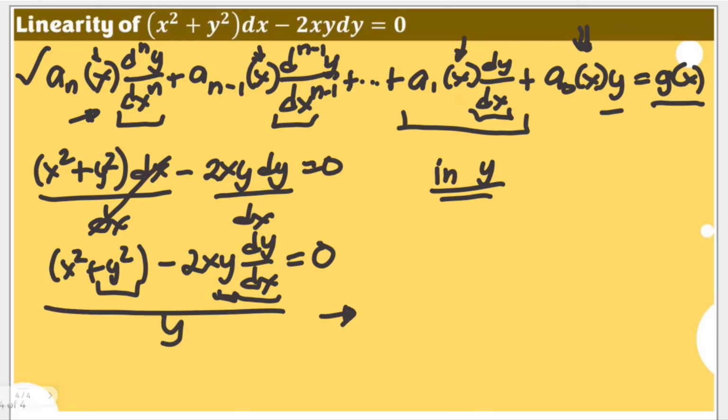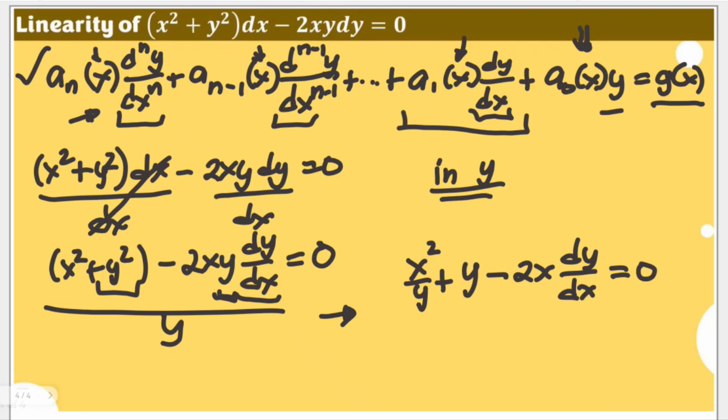So you will have x squared over y. Your second term is just y because that's y squared over y, minus 2x, y will be removed, times the first order derivative of y with respect to x is equal to 0. So we have probably achieved this form now. And then since this could satisfy this form here, we could rearrange it as 2x, the first order derivative of y with respect to x, minus 2x if you would like to, and you will have here a certain plus y.